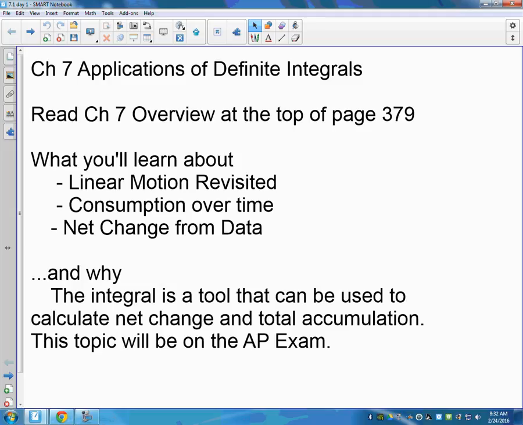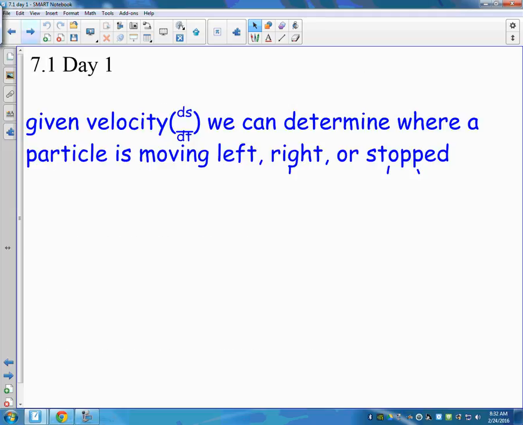Okay. We talked about this already, but in chapter 7 we're really going to talk about that the integral is a tool that can be used to calculate net change and total accumulation. Kind of like the pizza problem, right? If we talk about the position function, we always talk about the position function as S of t.